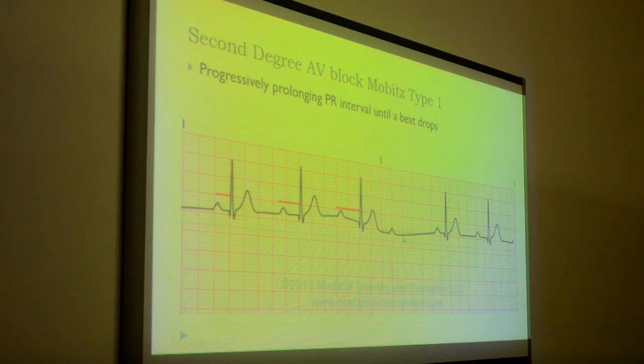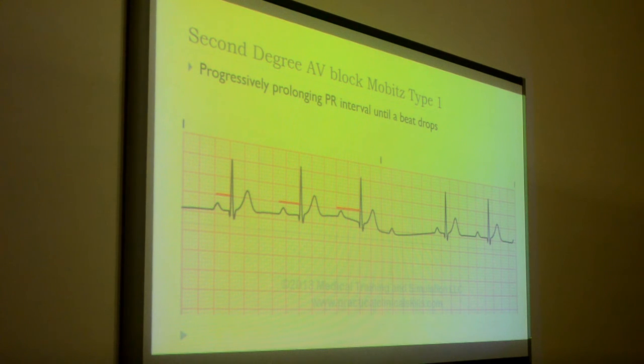In first degree, there are no skip beats. Prolonged PR, no skip beats. The first degree block is only prolonged PR. Don't mix up first degree block and second degree block type 1. First degree block is only prolonged PR, no skip beats.